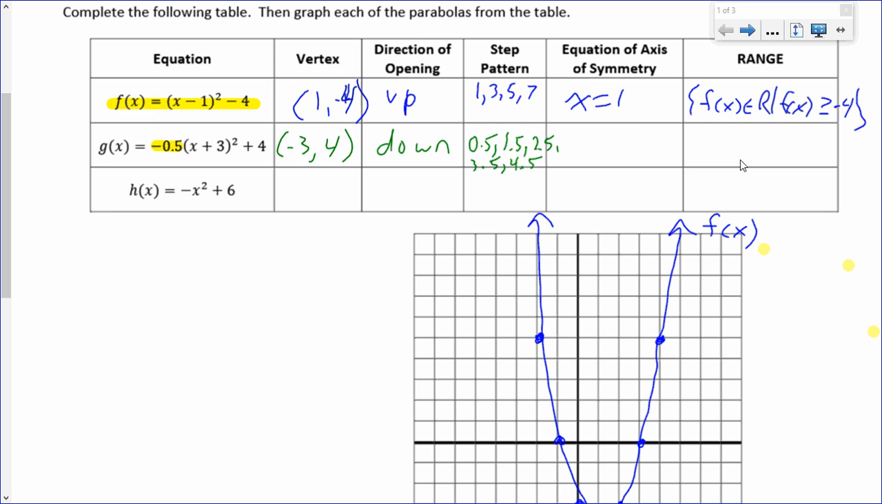So our new step pattern, instead of going up by 2 each time in the step pattern, we go up by 1 because we have flattened that out with the 1/2 there. The axis of symmetry will be at x equals -3. And you can either graph it to find the range, or you could do the range right now. I'm going to graph it first.